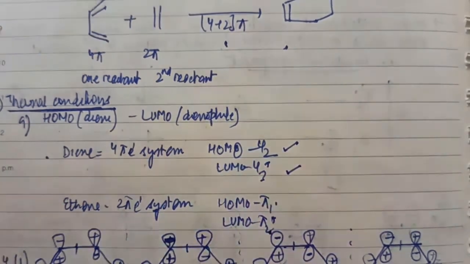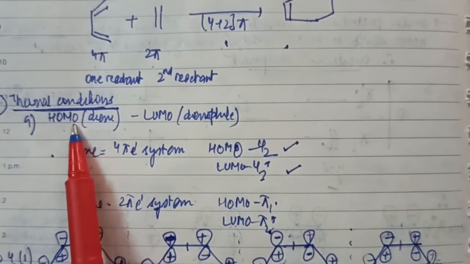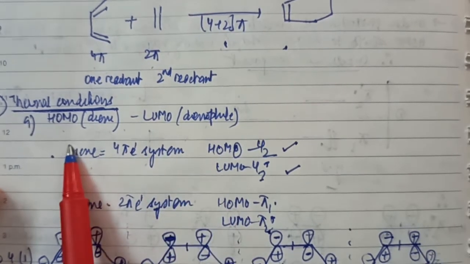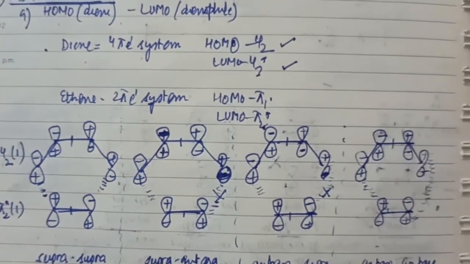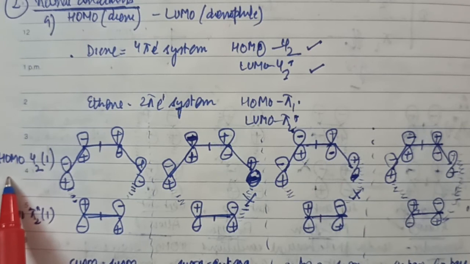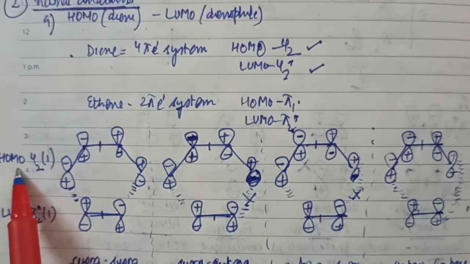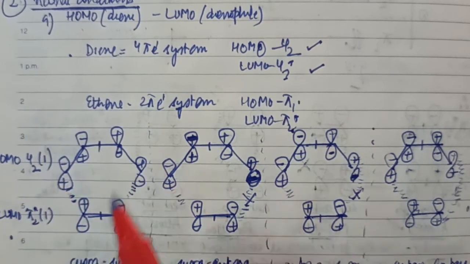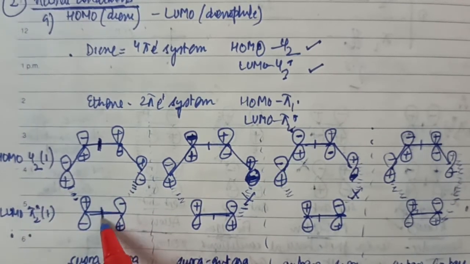Simple. Okay. In the first condition, under thermal conditions, considering the first case, we'll take the HOMO of the diene and LUMO of the dienophile. That means HOMO of butadiene and LUMO of ethene. What is the orbital picture? HOMO of diene is Psi2. Psi2 has one node, and the node will come here. LUMO of dienophile has one node, which will come here.